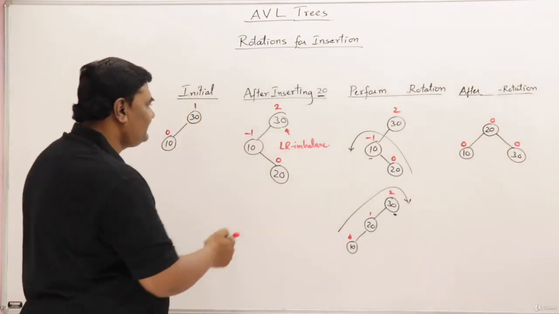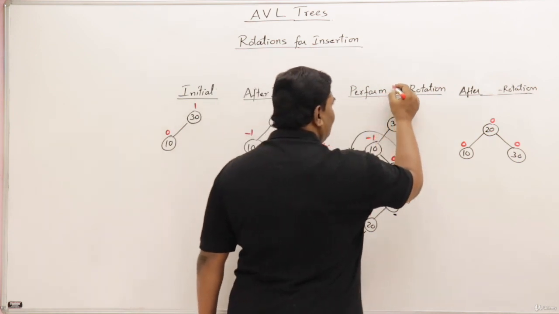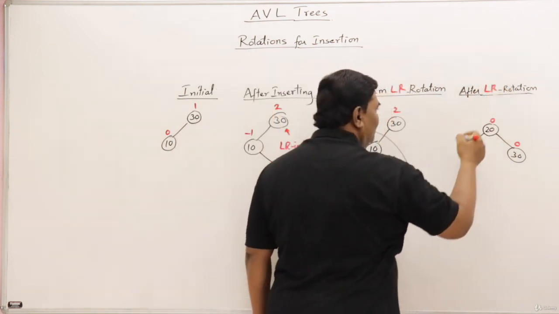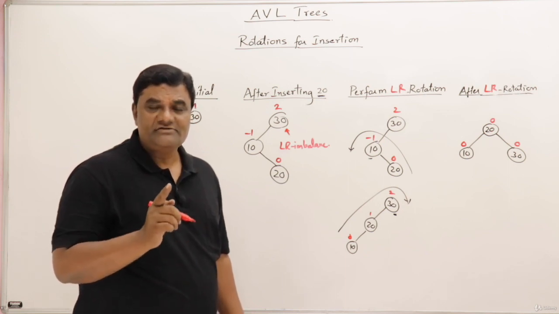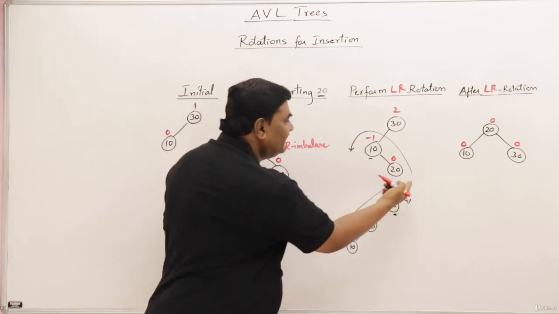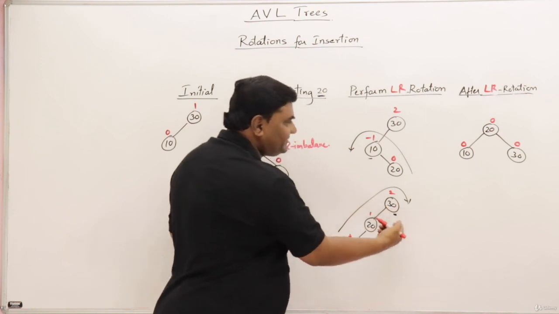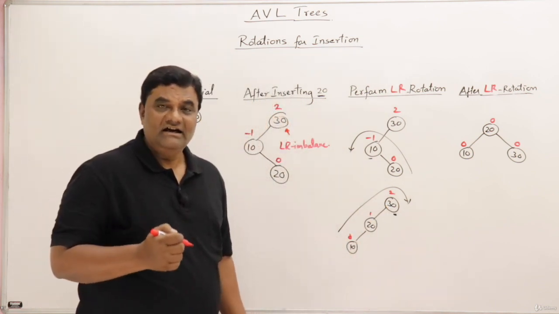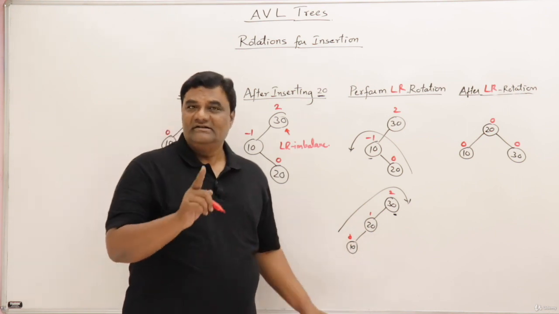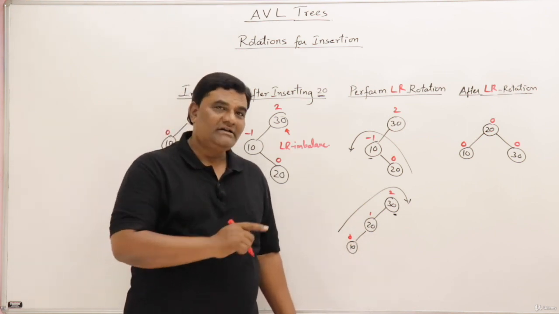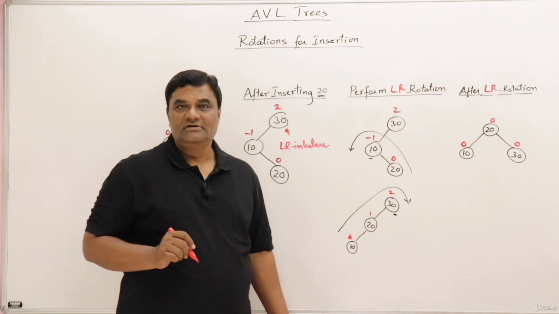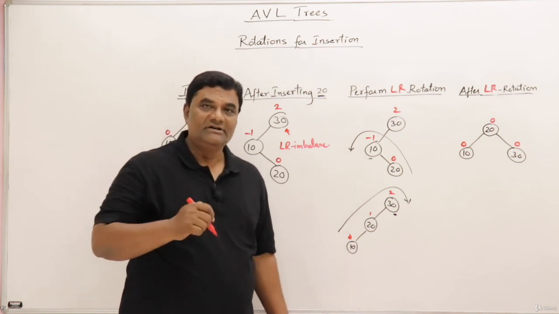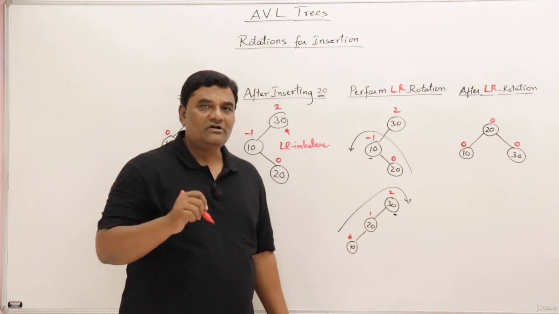What do you call this? LR rotation. This is also LR. If you want to give the name based on the direction of rotation, just watch it: left rotation, then right rotation. So this is LR only. With respect to that also it is LR rotation. See, this is one rotation only, but there are 2 steps in this one. So we call this a double rotation. Later I will talk about this one.